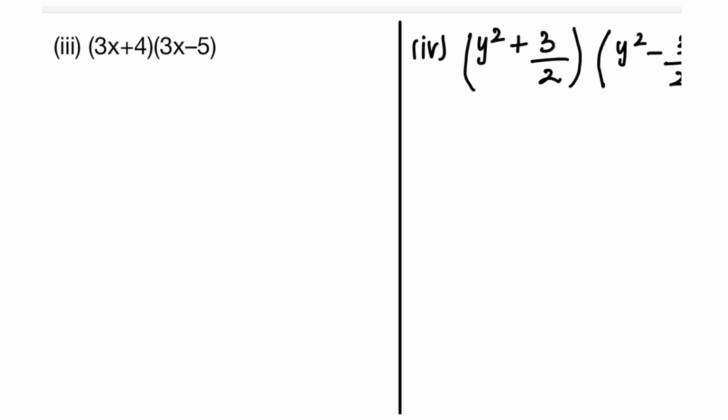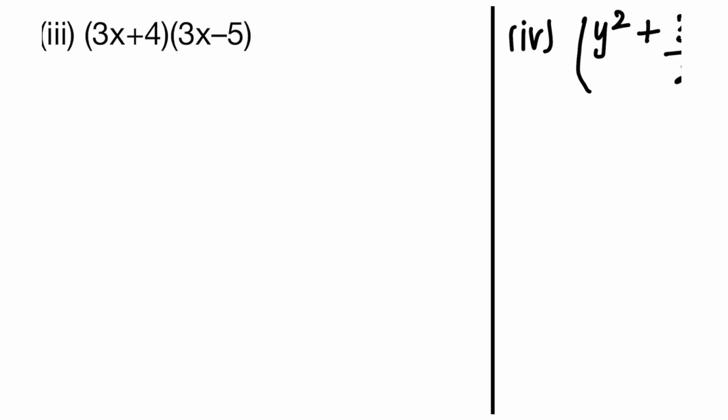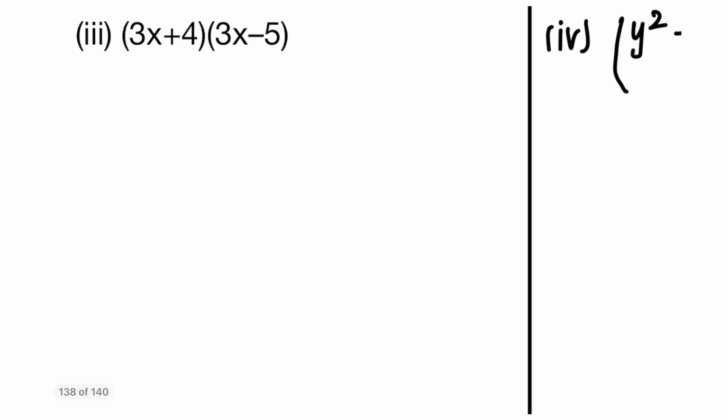Now moving on to the next subdivision of this question. This question has 5 subdivisions. We have just solved 2. Moving on to the next subdivision, this is 3x plus 4 into 3x minus 5. This is very similar to the previous question as well. You are going to use the same identity, x plus a into x plus b. I am writing this again and again so that if you follow along, it will get memorized for you as well.